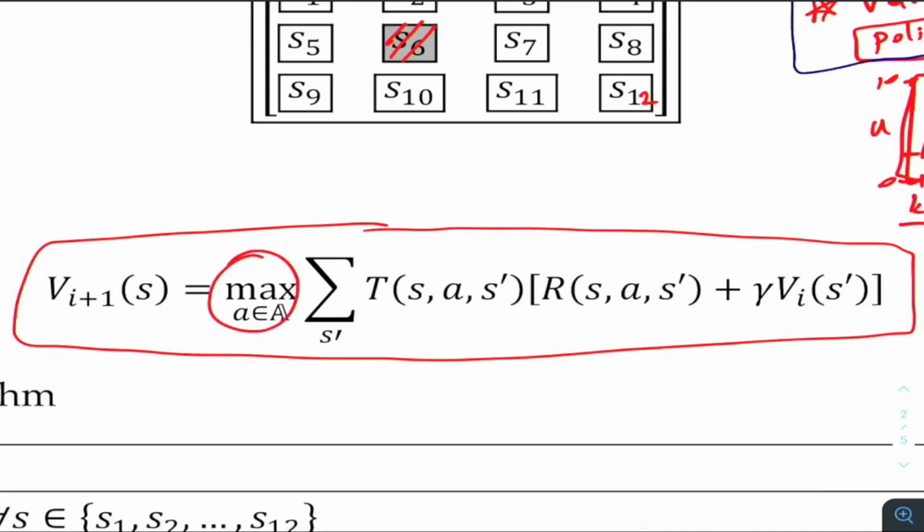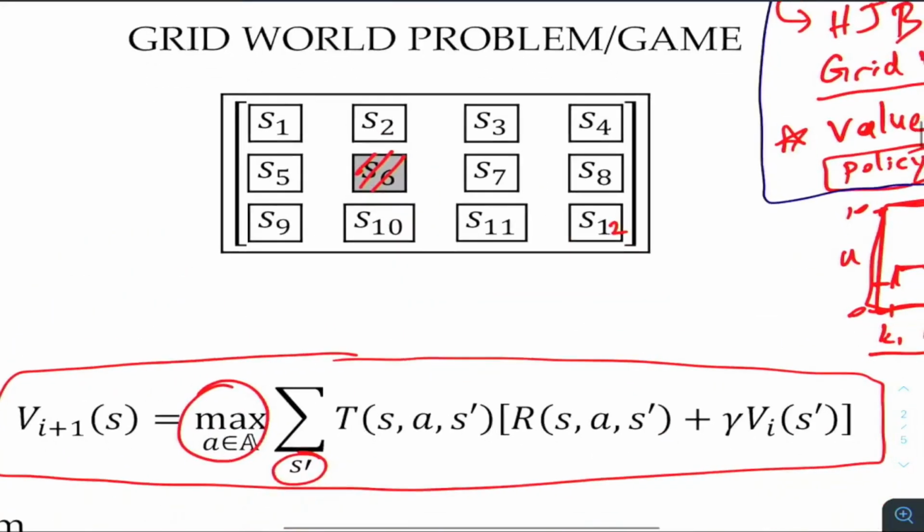we know what max is. You have some function and some decision variable, let's say a single variable, and you are trying to find the max of it. So don't get scared about the max. And this is summation. I am going to explain what S prime is now. S prime is this.